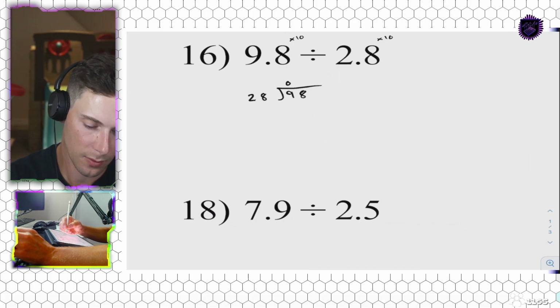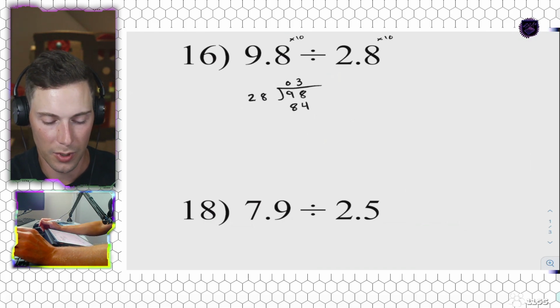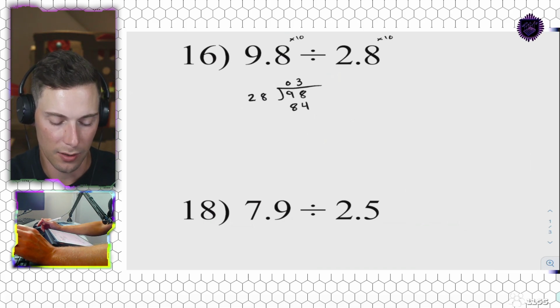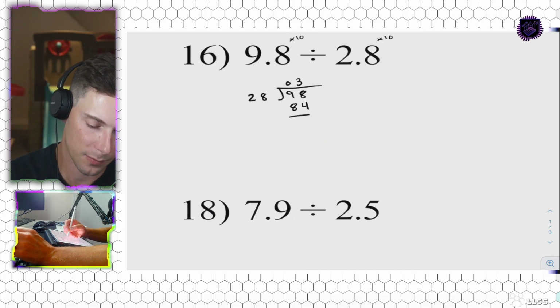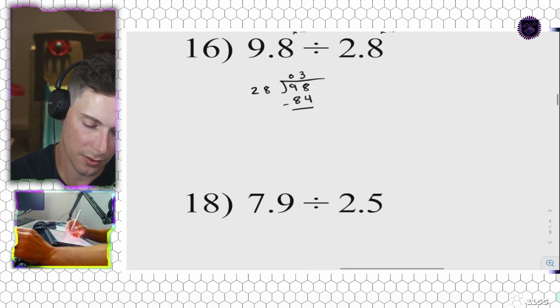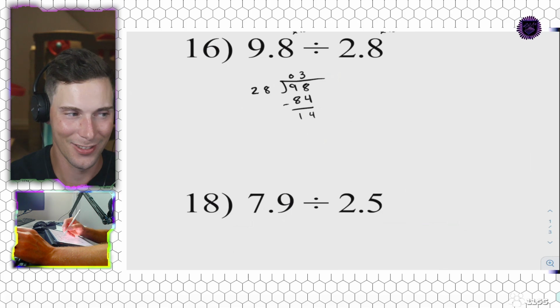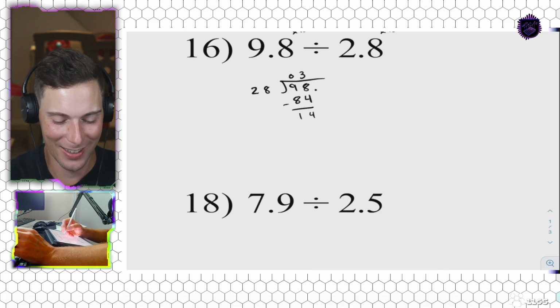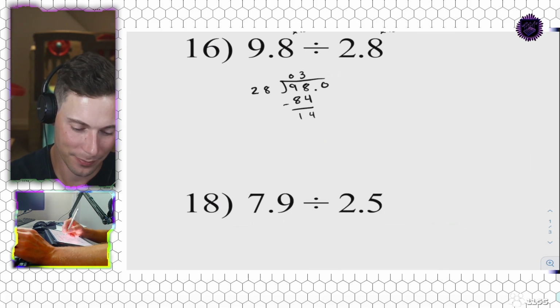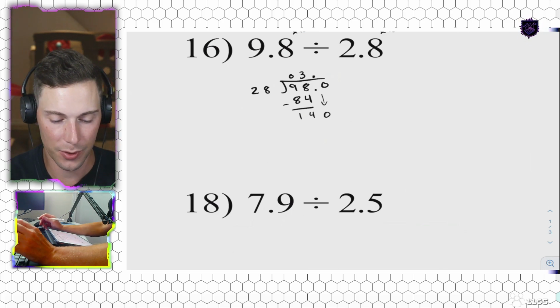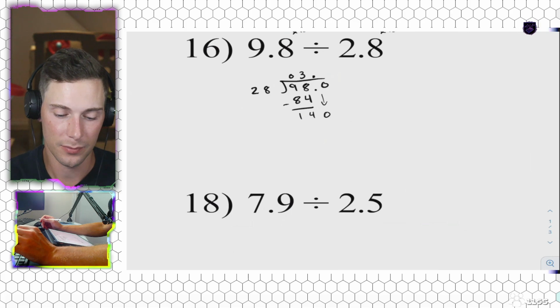Oops. 3, 84. 28 times 3 is going to be 84. 24 plus 60, yeah, okay. Just doing my mental math there. So 84, that's going to be 4, and that will be 14 remaining. Do our 0, drop down our 0, write our decimal on top. Super important we remember our decimal on top.